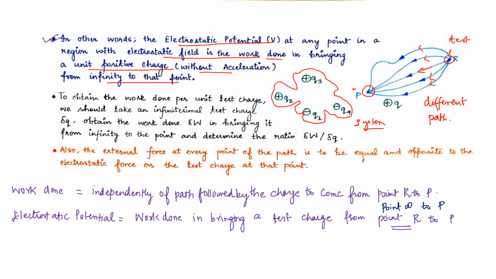Okay, and the main condition is that there should not be any acceleration throughout the course of the path that is being covered. Our charge should move with uniform speed, without acceleration.